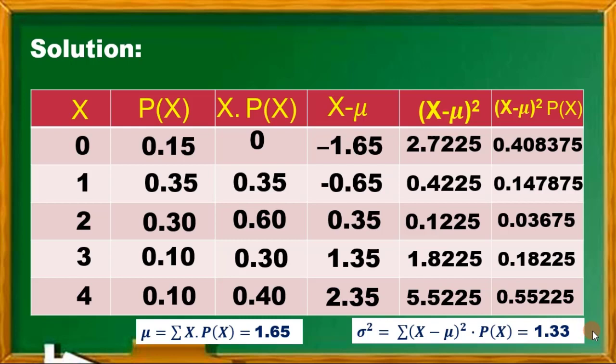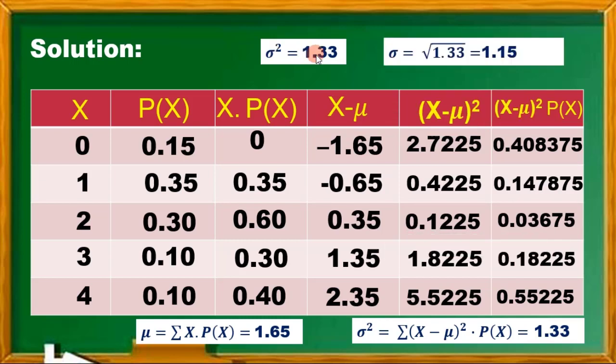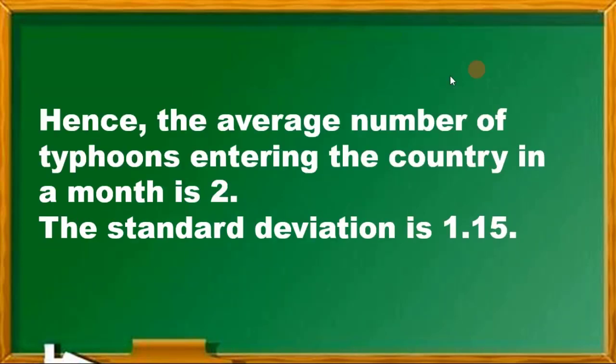So let's move on to the sigma. We are asked to find the standard deviation. So sigma is just the square root of 1.33. If you press in your calculator 1.33 and then take the square root, it will give you 1.1532 and so on. So you just round it off to 2 decimal places. Hence, we have here the average number of typhoons entering the country in a month is 2. There are 2 typhoons because it's 1 point something earlier. And the standard deviation is 1.15.